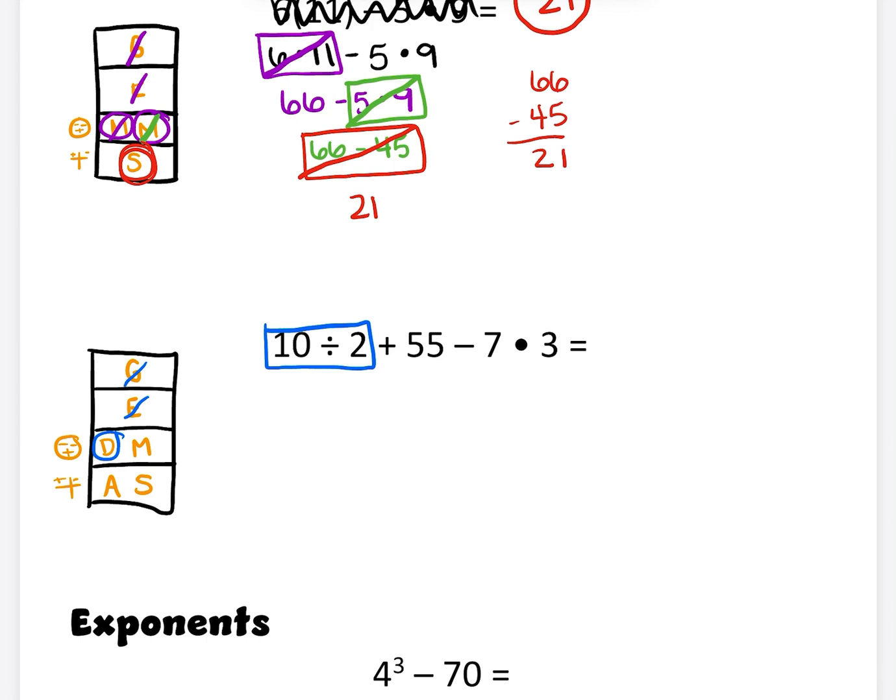So I'm going to put a box. And this is pretty simple. 10 divided by 2 is 5. And then I'm going to rewrite everything that was left. So plus 55 minus 7 times 3. Next step, I'm done with dividing. So in my OO tower, I have multiply next.